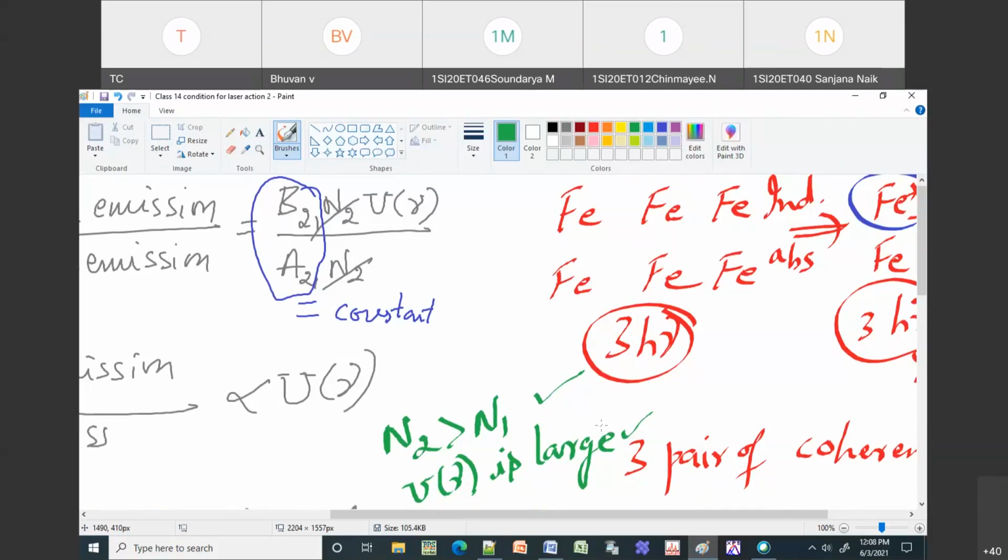Is it clear up to this? If it is clear, then this was about the theory. Whatever we learned.